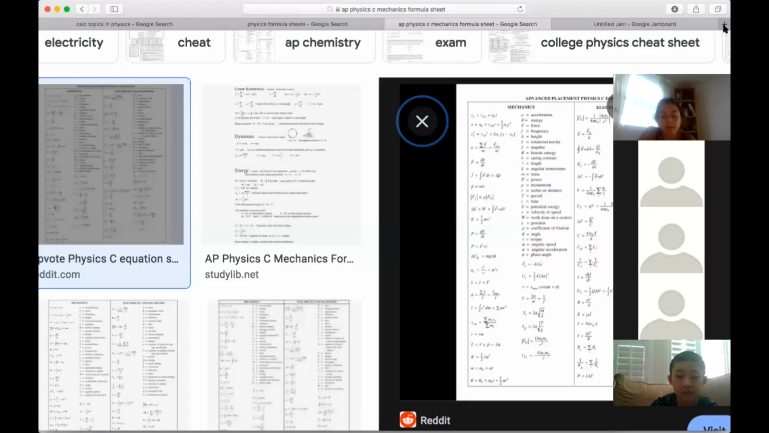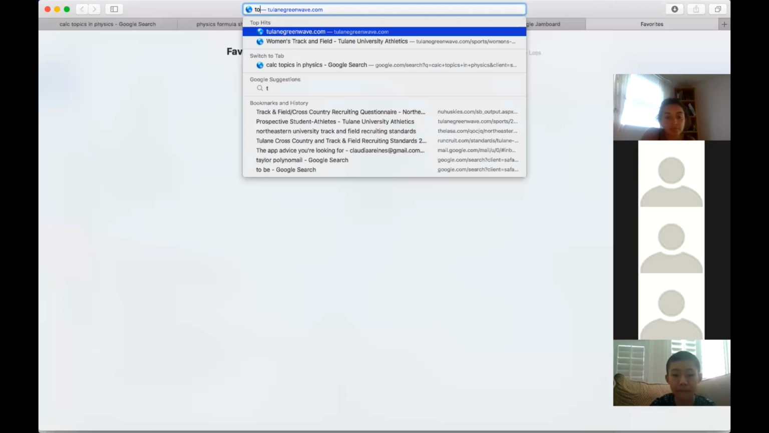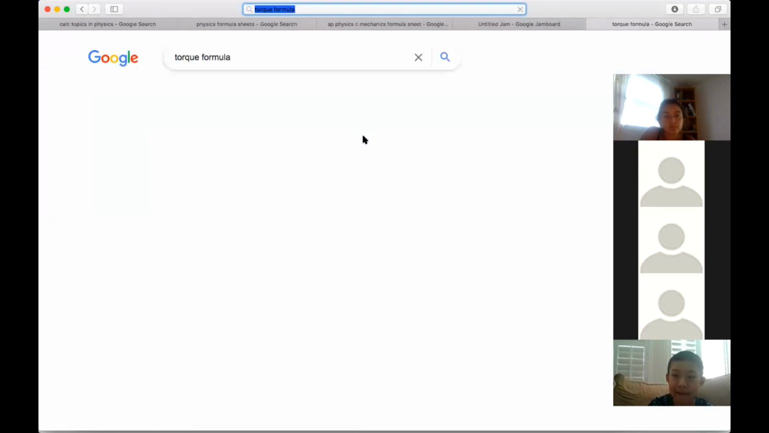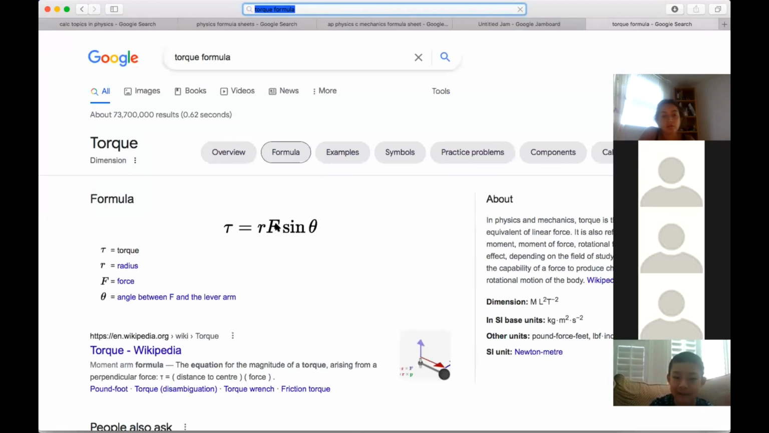So let me make it up on a bigger screen. Torque equals r times the force times the sine of theta. So basically the angle is just between F and the lever arm. But you have to remember this is sine of theta. And sine is opposite over hypotenuse.